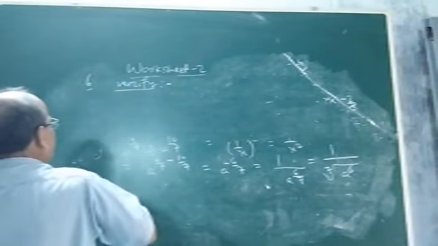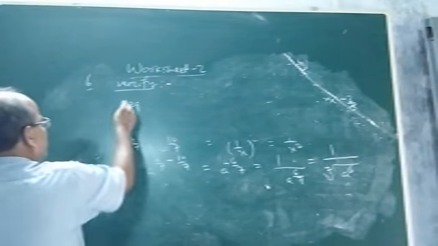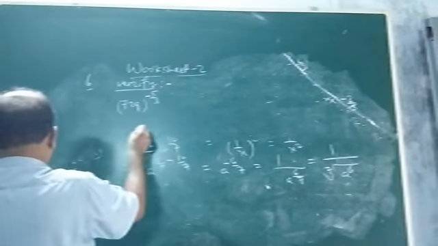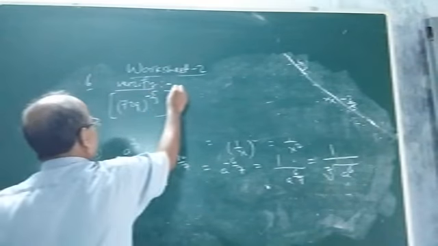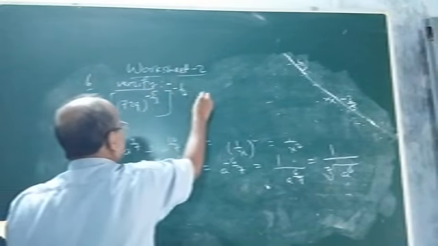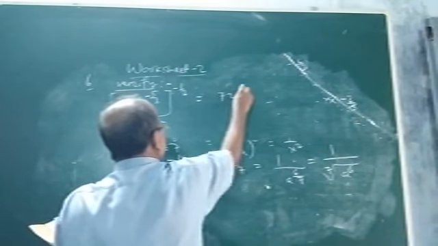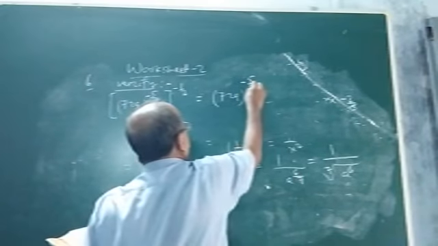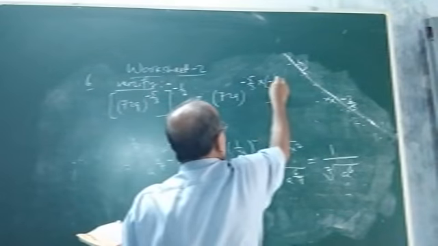Verify: 729 to the power minus 5 by 3, whole to the power minus 1 by 2, equal to 729 whole to the power minus 5 by 3 into minus 1 by 2.